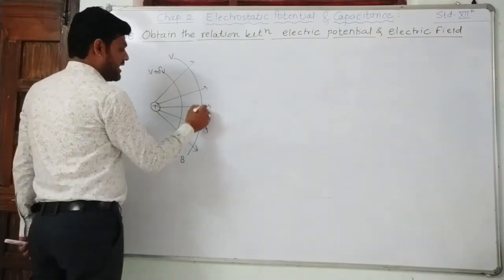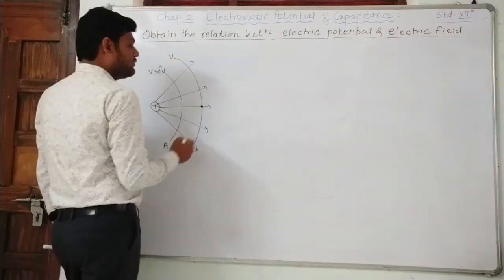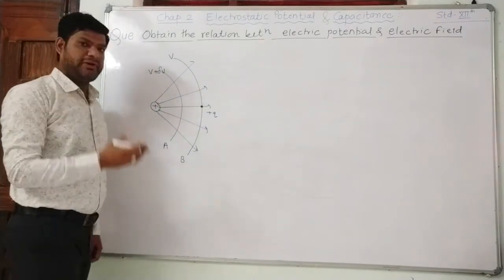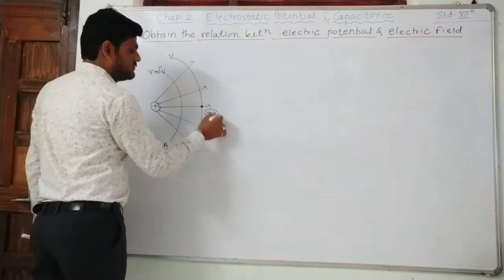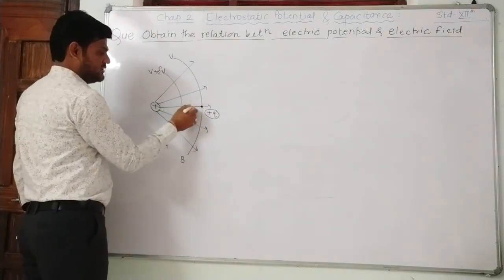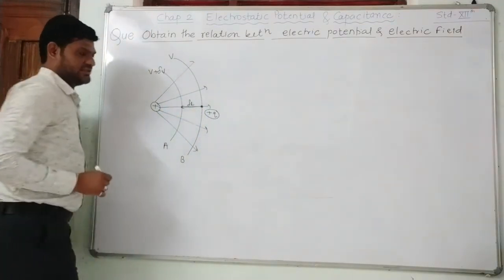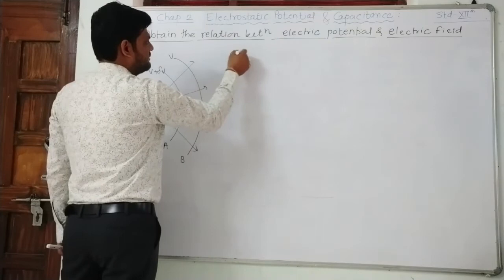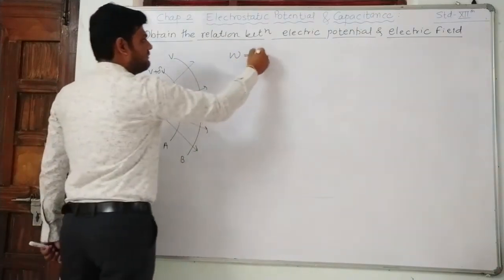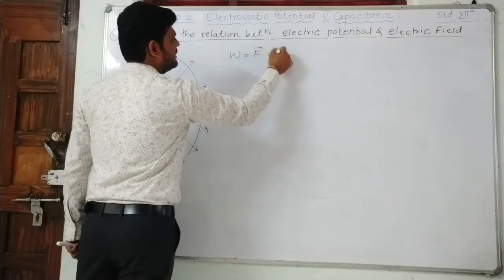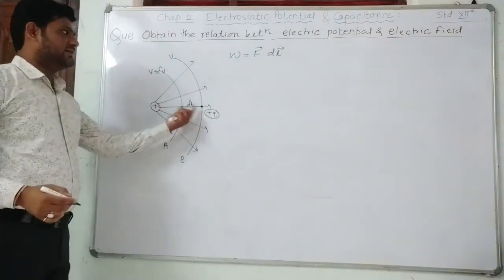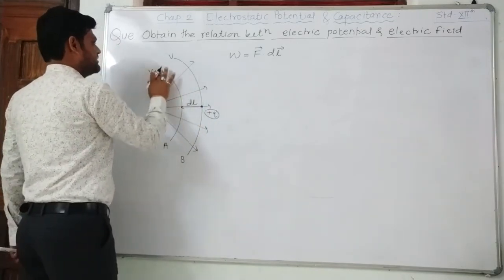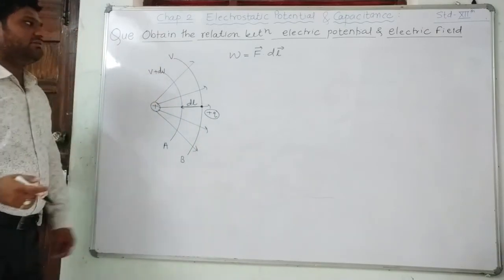We want to calculate the work done. We want to carry a plus Q charge from surface B to surface A perpendicularly. Suppose dl is this distance. That work done we are calculating. Suppose W equals force F vector into displacement dl vector. That is dV. Right?